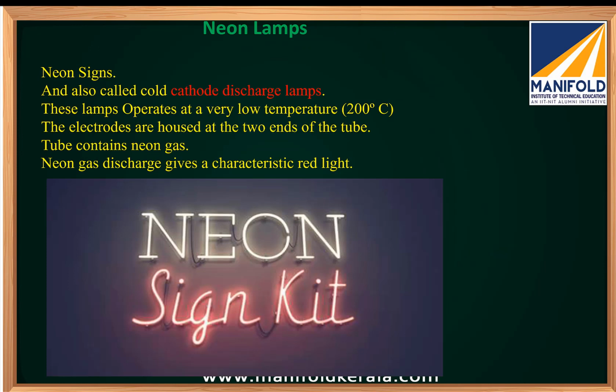Next is neon lamps. They are mainly used for signboards. They are also called cold cathode discharge lamps. These lamps operate at very low temperature, 200 degrees centigrade. That's why they are called cold cathode discharge lamps. The electrodes are housed at the two ends of the tube. The tube contains neon gas. Neon gas discharge gives a characteristic red light. Understand? So the neon lamps contain neon gas.